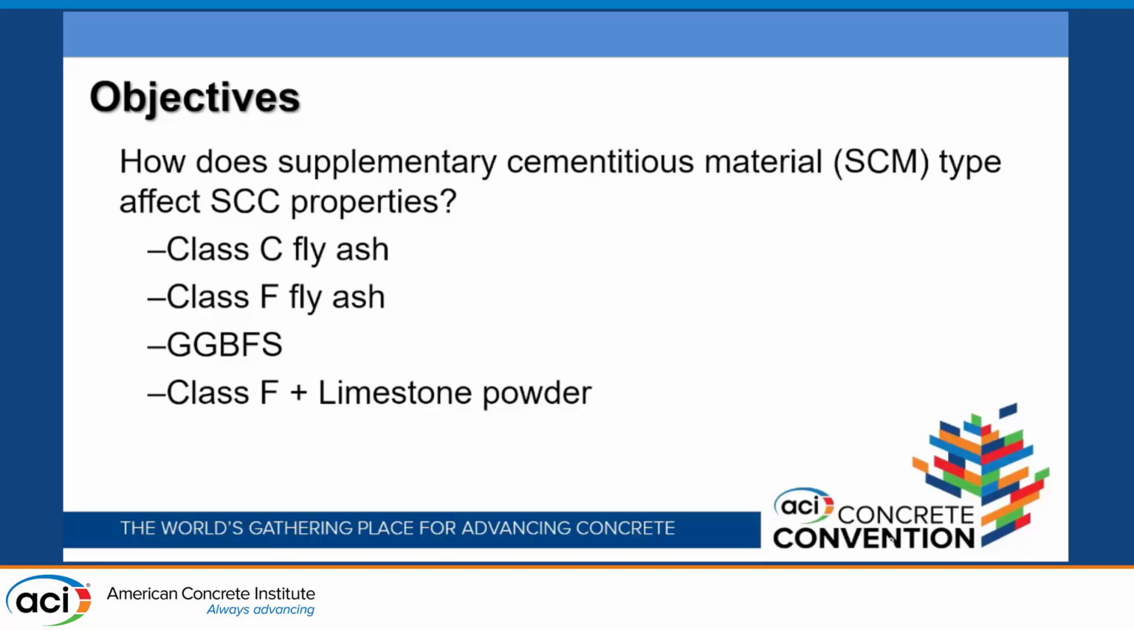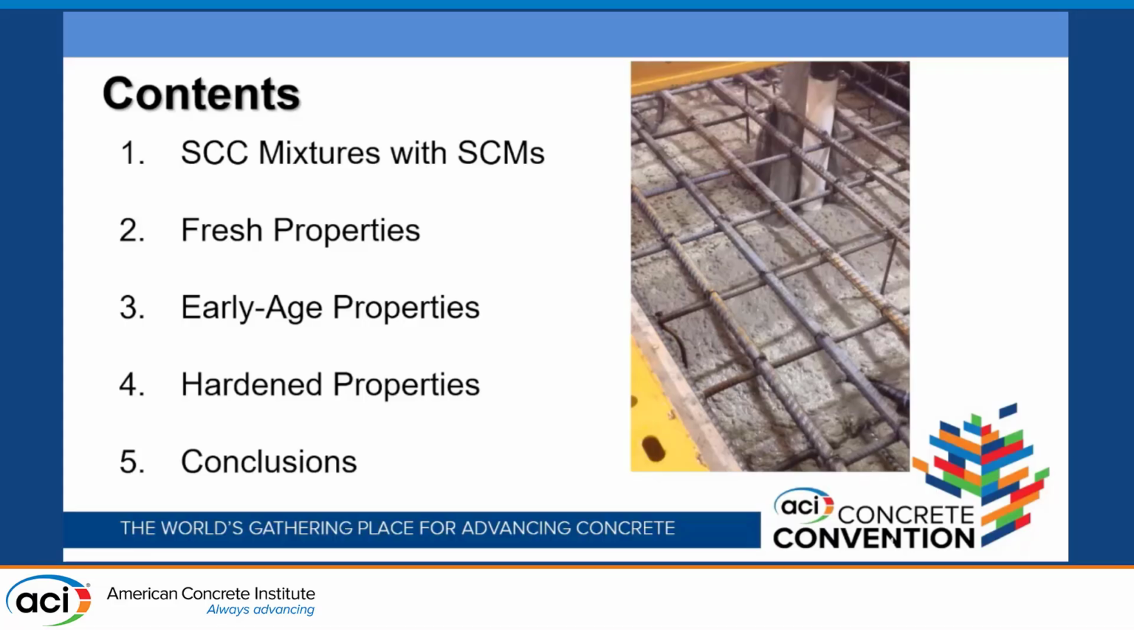So for Class C and Class F fly ash, we limited the use to 25%. The slag was 30% replacement, and for Class F fly ash and limestone powder, the total replacement was 35%. So we're talking about a range of 25 to 35% cement replacement in this project. What I'm going to present first is the mixtures that we used for SCC, and then how the different SCMs affect the fresh properties and early age properties, as well as hardened properties, including mechanical and durability properties.